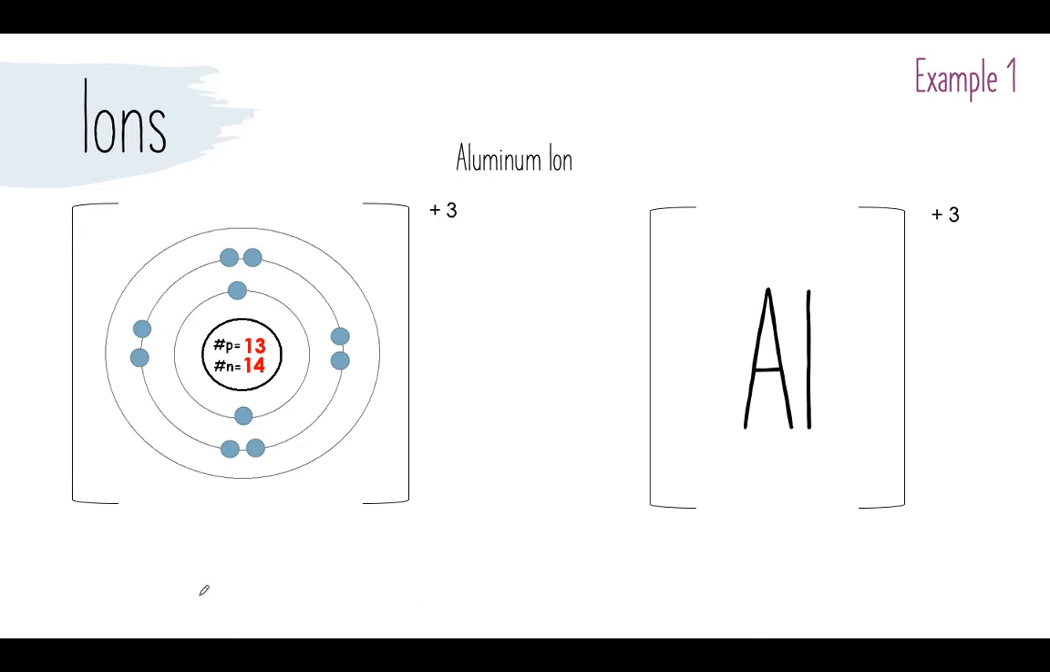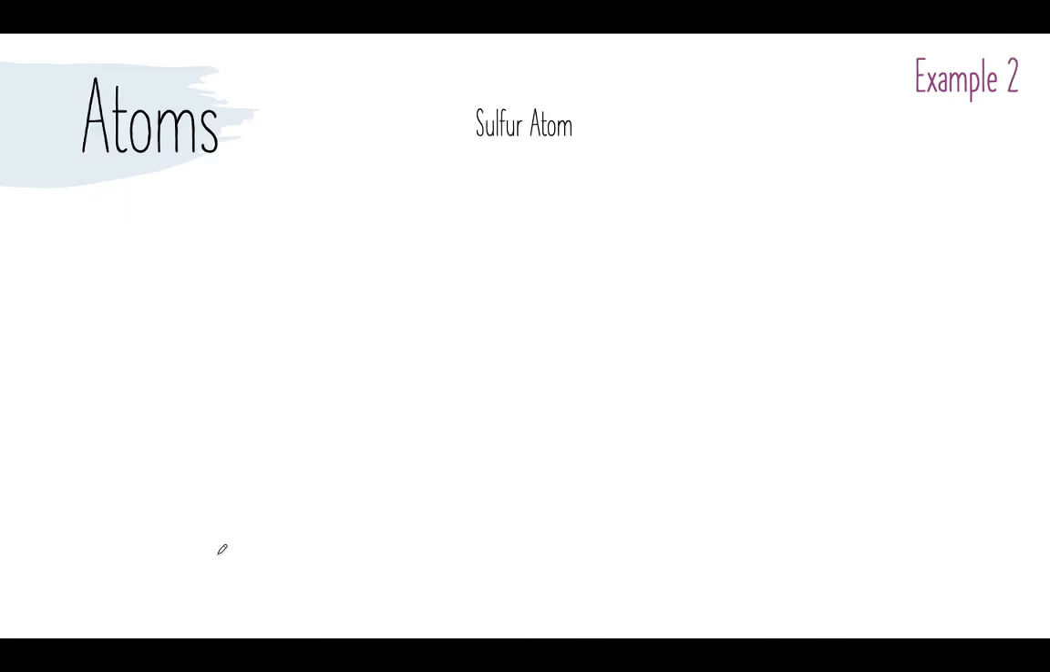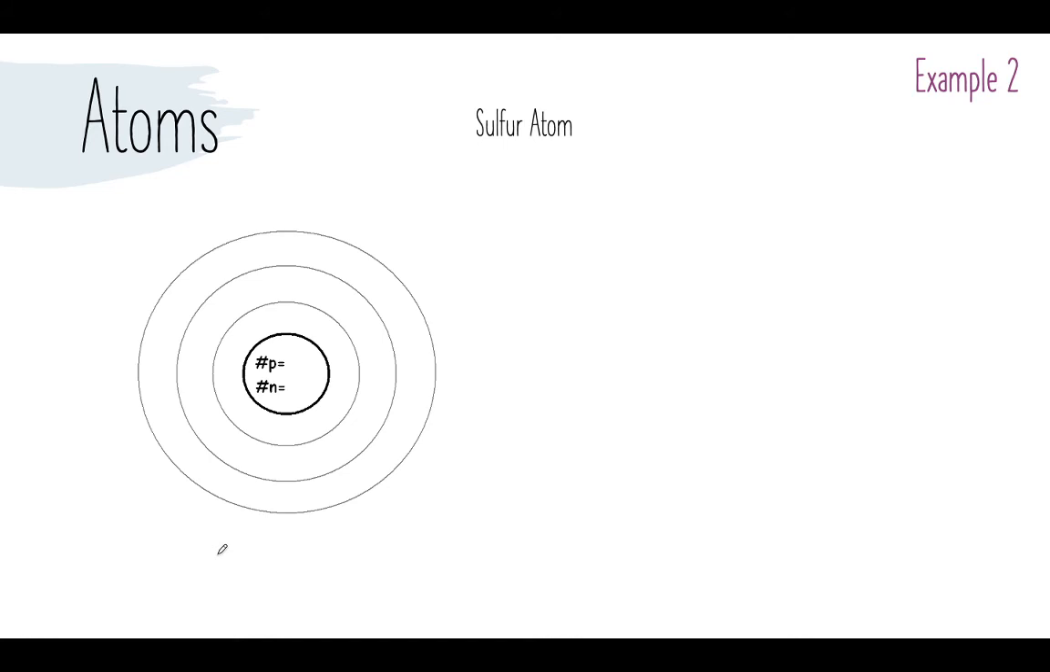So this is an example of a cation. Right, so this lost electrons, it became positive. This is a cation. Let's look at the other example. So we're going to choose sulfur as an atom. So again, just like we did for aluminum, I'm writing in the protons and the neutrons. I've got 16 protons, which means I'm going to have 16 electrons as well.